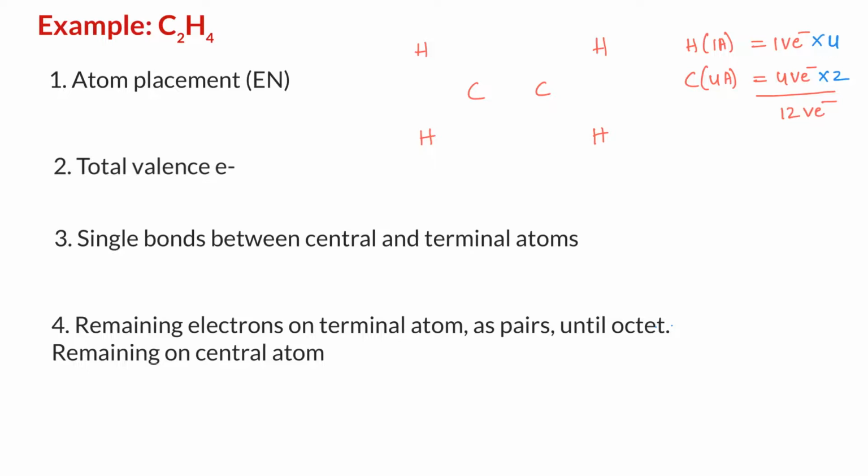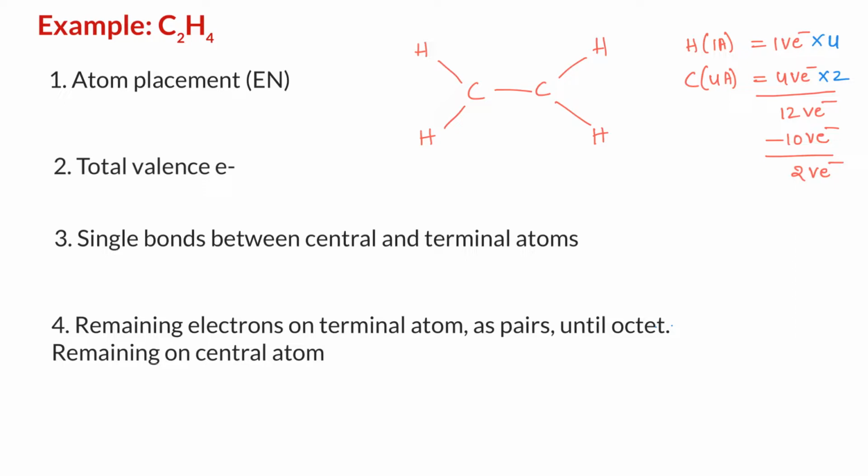I will use these valence electrons to connect the terminal atoms to the central atom by a single bond. So I have placed 5 single bonds, which costs me 10 valence electrons. So there are 2 valence electrons remaining. I cannot place these remaining 2 electrons as electron pairs on the terminal atoms, which are hydrogens, because hydrogens already have a stable duplet configuration.